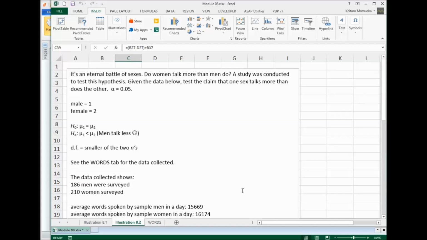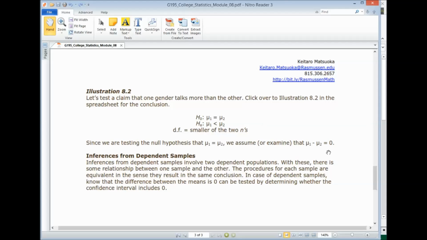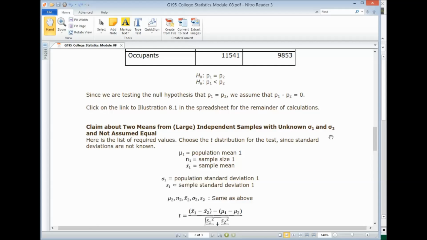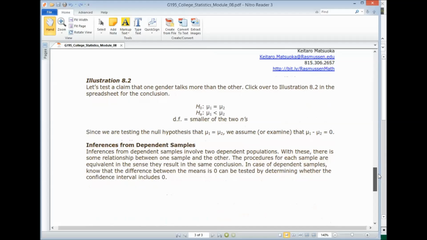Okay, so that's how you do a problem like comparing two means with unknown sigma 1 and sigma 2. And if you have to make inferences from dependent samples, here's how you do it. Okay. So that concludes the Module 8 sample problems.